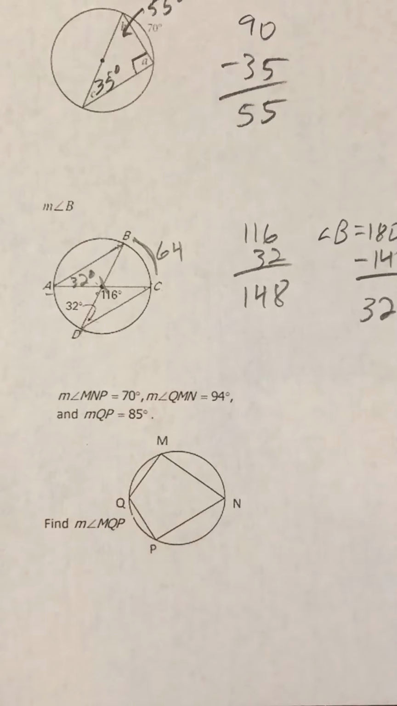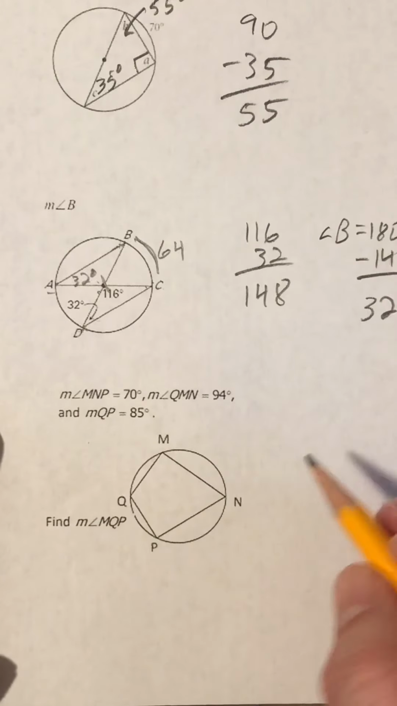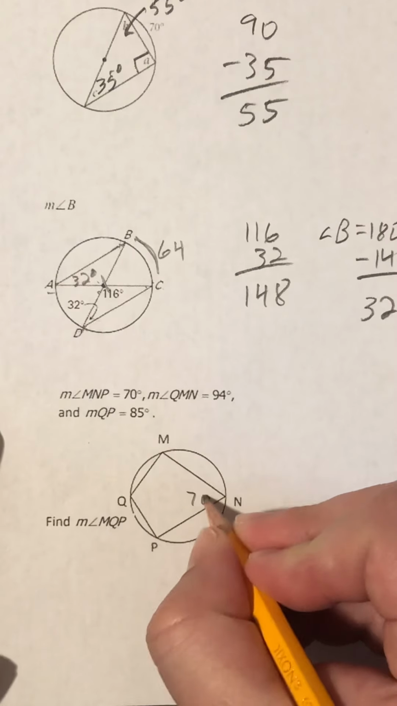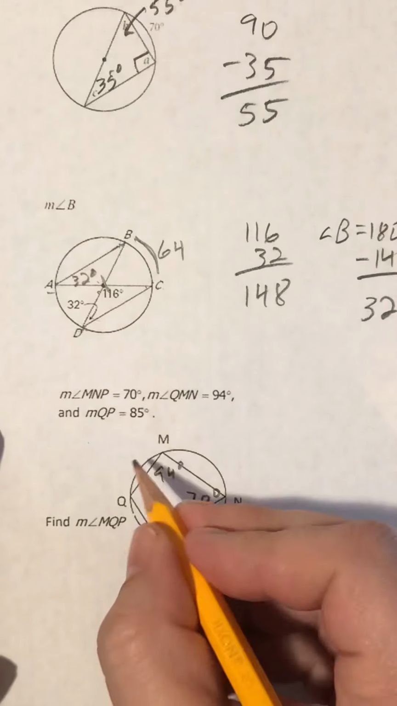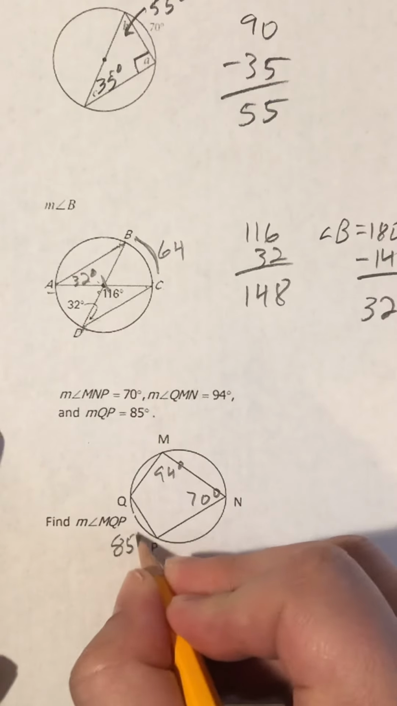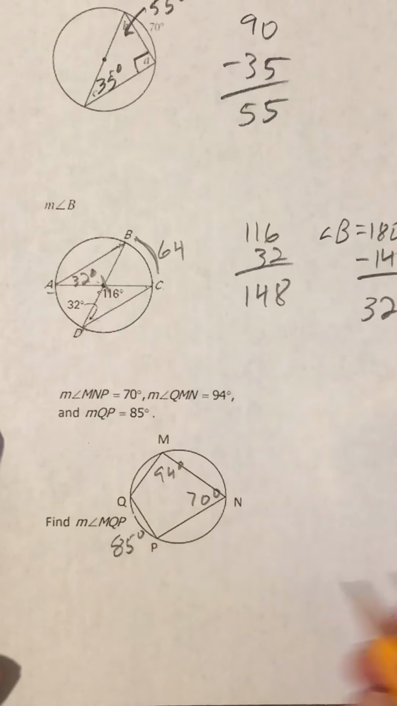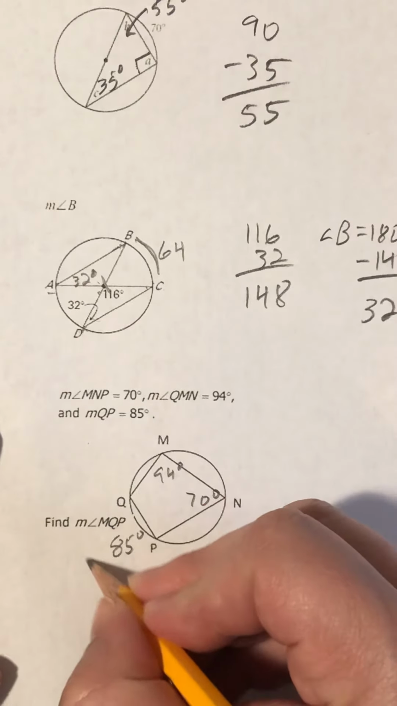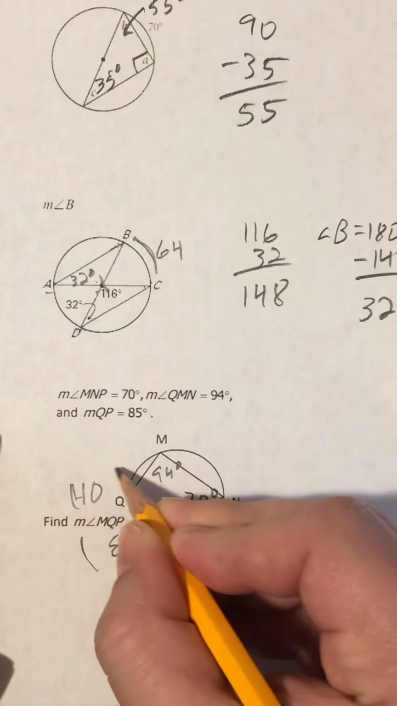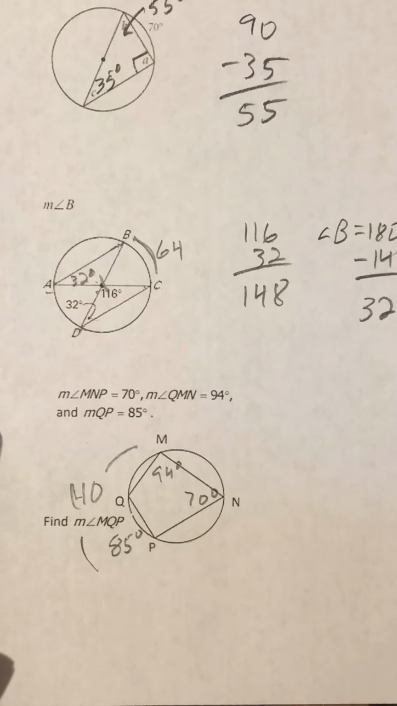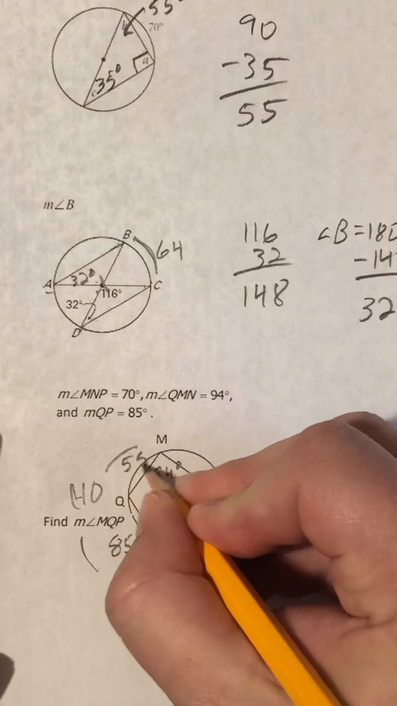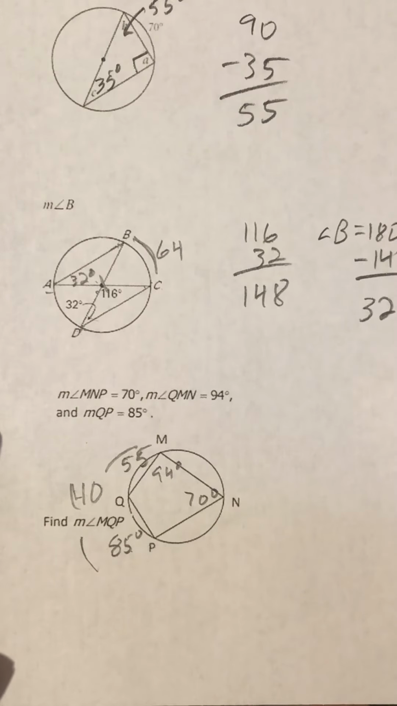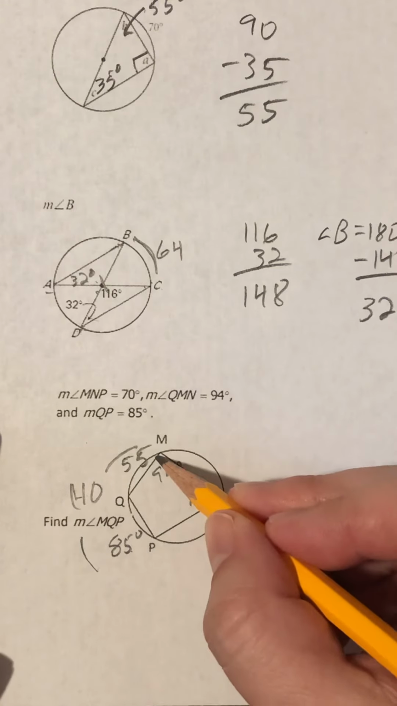Here we've got a quadrilateral inscribed inside of a circle. It says that measure MNP is 70 degrees, QMN is 94 degrees, and arc QP is 85 degrees. So if this is 70 degrees, then I know that this whole thing right here would be 140 degrees. And if I subtract 85 from 140, that makes this arc 55 degrees. And I'm trying to find MQP.